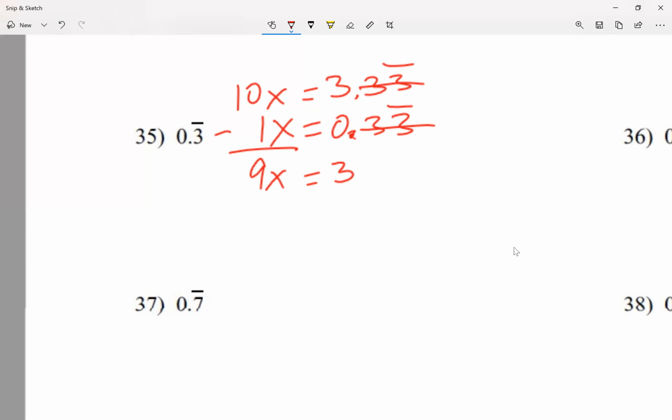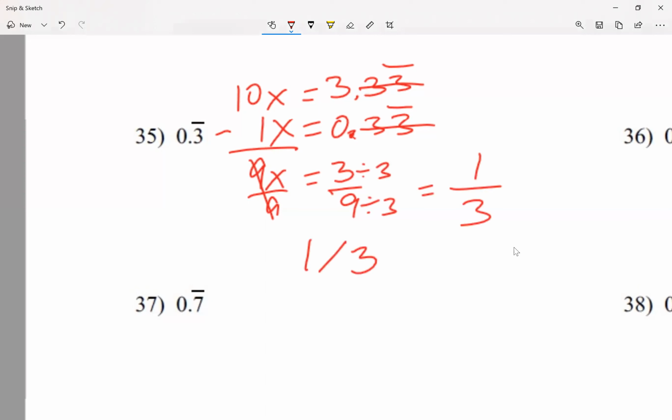Remember I said earlier that x is the fraction we're looking for. So in order for me to get x by itself, let me divide both sides by 9. So I get that x is equal to 3 over 9. So that's my fraction. However, simplify if possible. Let me divide top and bottom by 3. So that gives me 1 over 3. The fraction I'm looking for is 1 over 3. The way you're going to type this is 1 backslash 3, all together, no spaces. So 1 over 3.